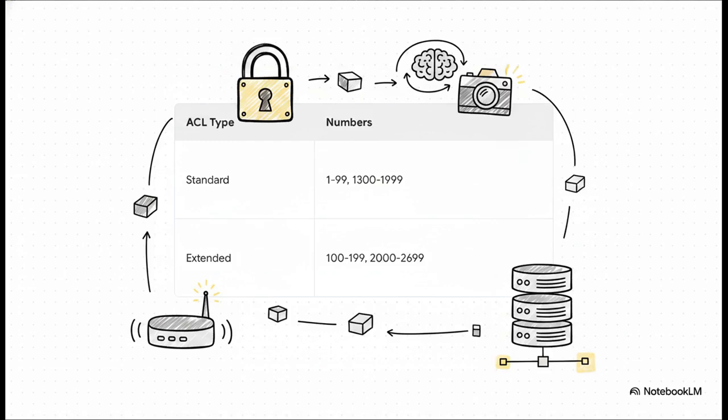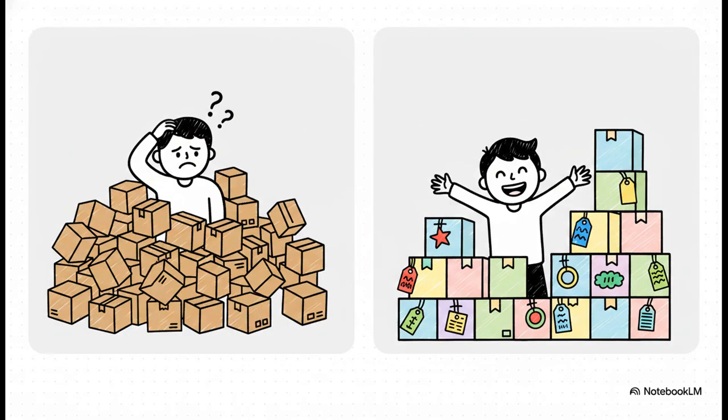If you're an IT student or working toward a cert, you're definitely going to want to lock these specific ranges into your memory. But let's be honest, relying entirely on numbers can get a little tedious. Actually, it can get really confusing. That's why we also have named ACLs. Instead of trying to remember what ACL 150 is supposed to do 6 months down the line, you can literally just name it sales_access. It makes your configurations infinitely more readable and a whole lot easier to manage.